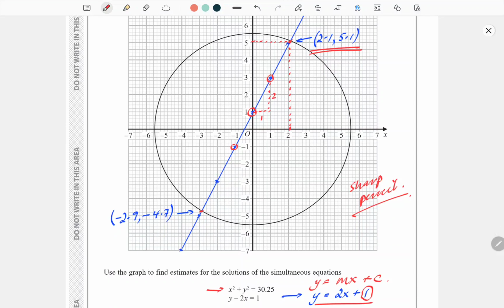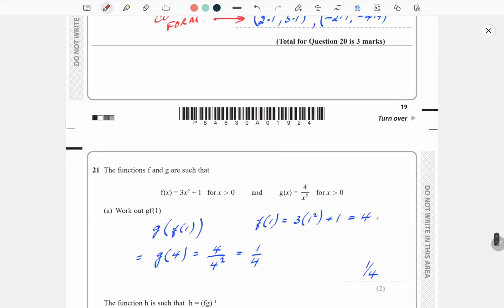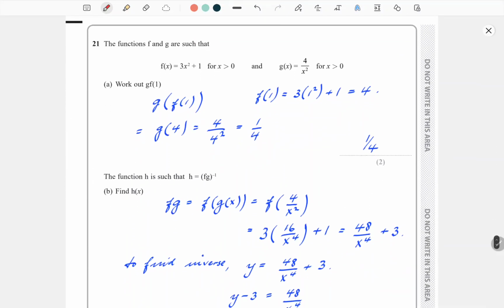And on the negative side, again, I'm reading it off, something like that. And that one, sort of about the middle there, all right? So that again is minus 2.9 and minus 4.7. That's what they mean about finding solutions. Give your answer in coordinate form. All right, there we go. Done. All right.